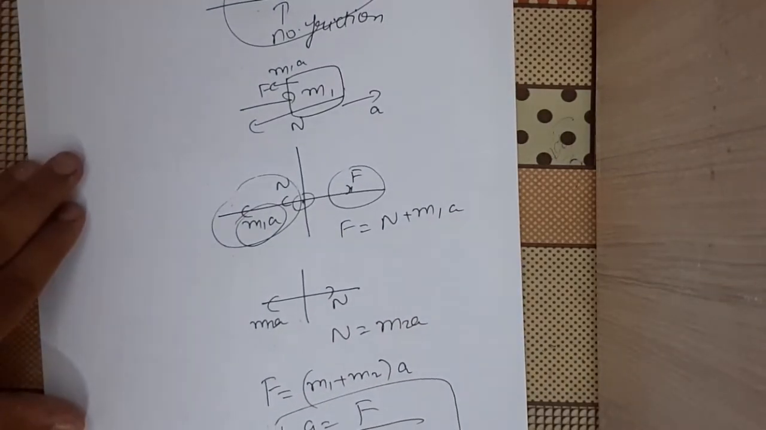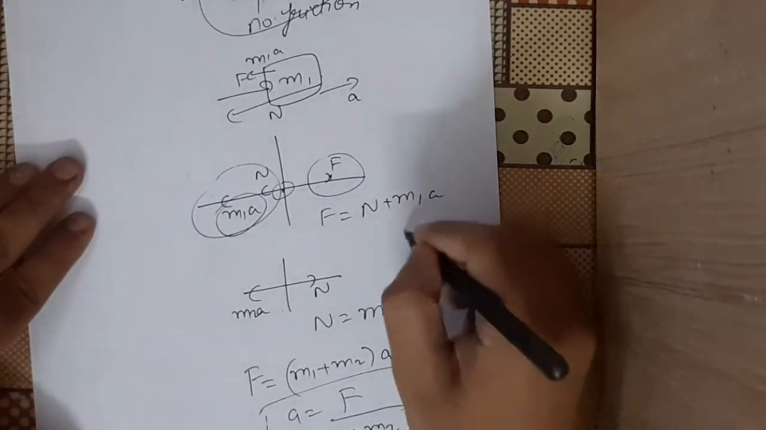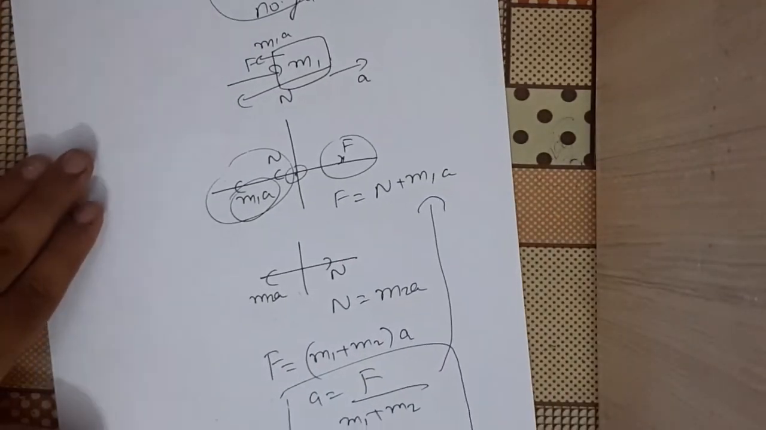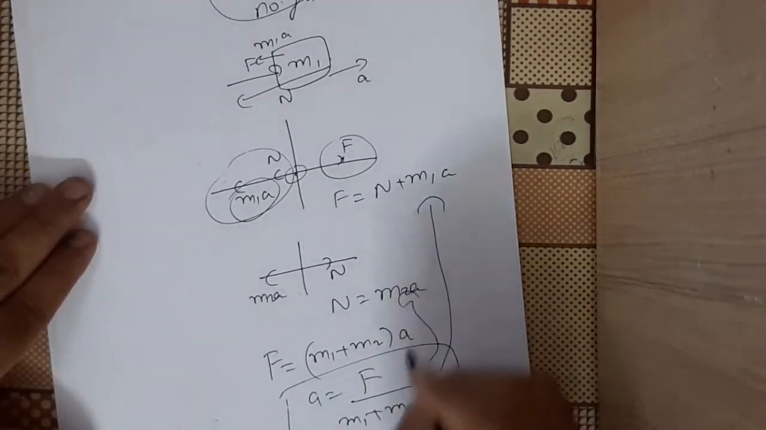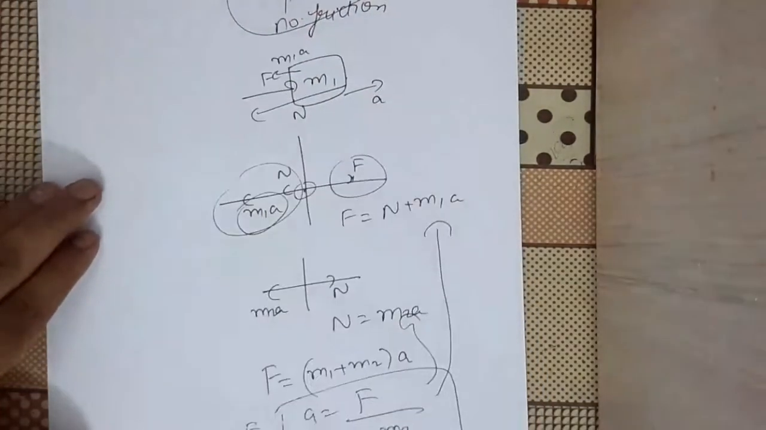Okay, so let us say that part B of the question says try to find the normal force. So you can substitute the acceleration here and get the value of N, or you can simply put it here. So you will get the value of normal force to be m2F upon (m1 plus m2). This is the value of the normal force between these two bodies.